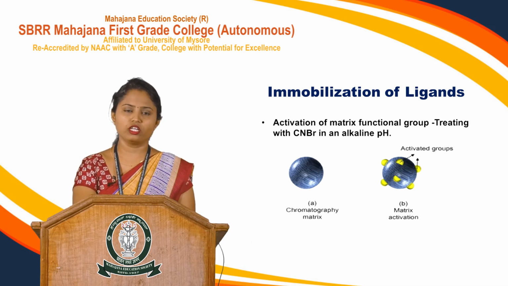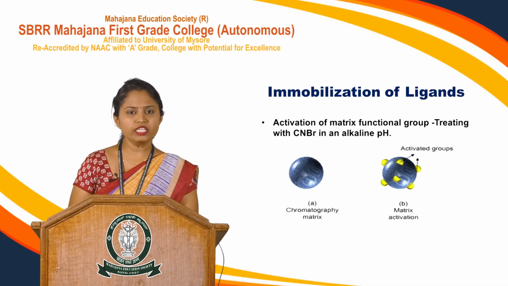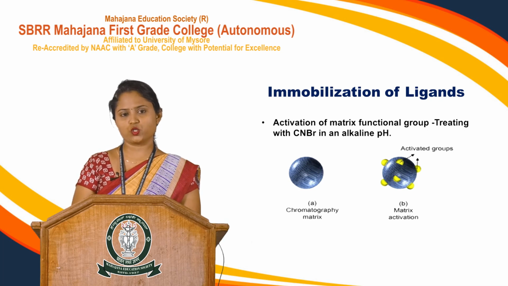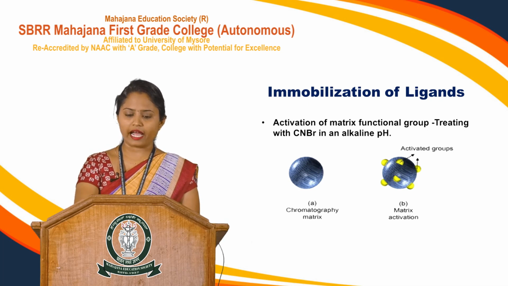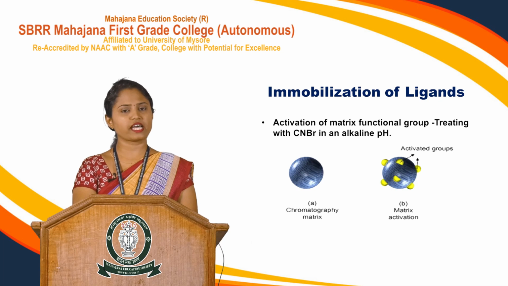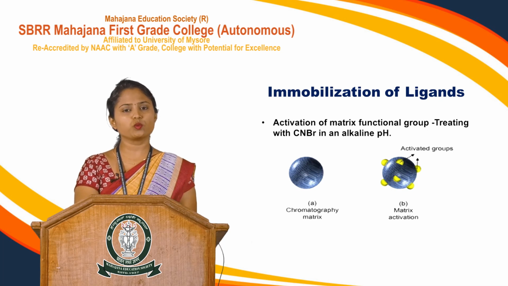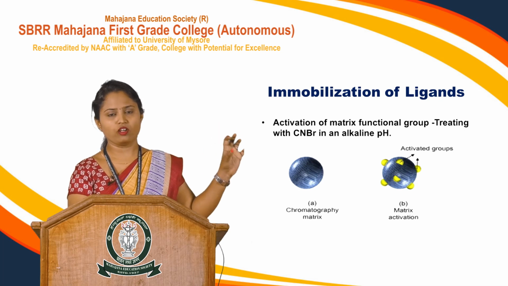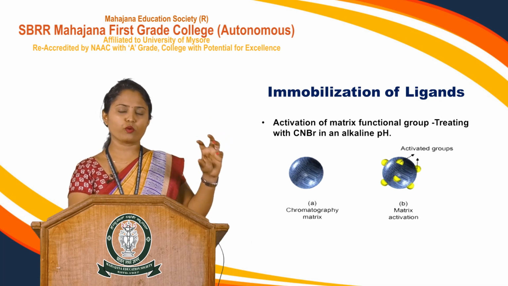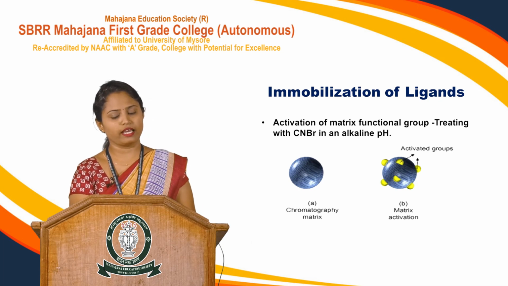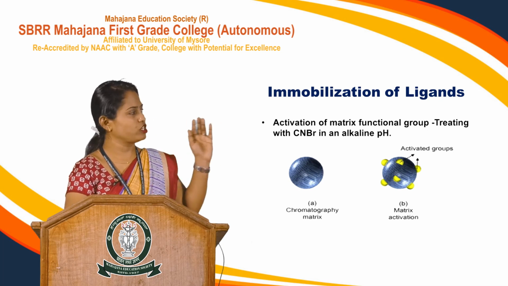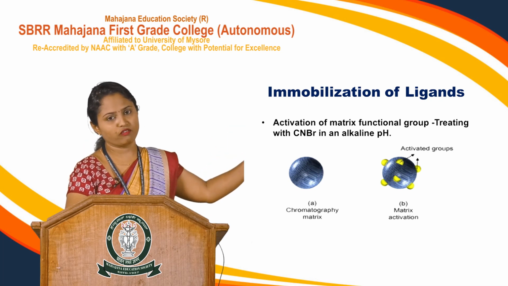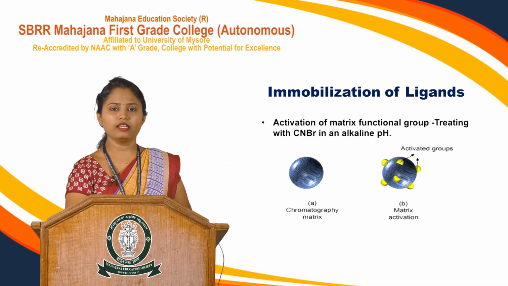The pre-activation includes treating the gel beads with alkaline solutions or cyanogen bromide solutions of alkaline pH. This activation is the surface activation, where the functional groups present on the surface of the gel beads get activated or exposed, providing the sites for binding of ligands. You can look over the slide: we have a gel matrix, gel beads. On treating with cyanogen bromide, you can see the activated functional groups, represented by the yellow color.